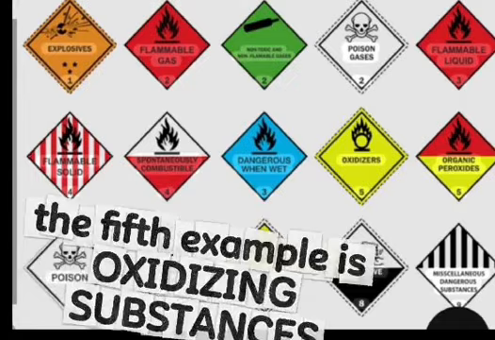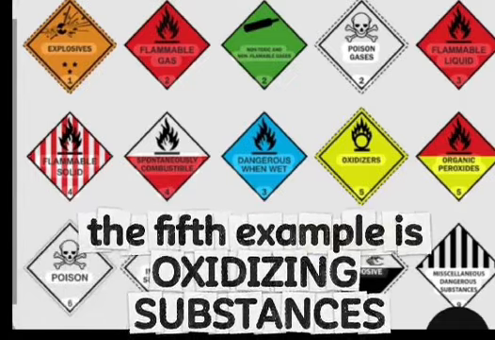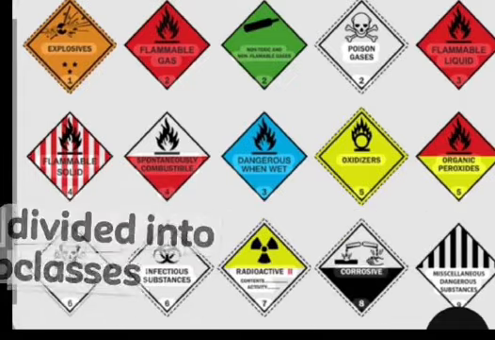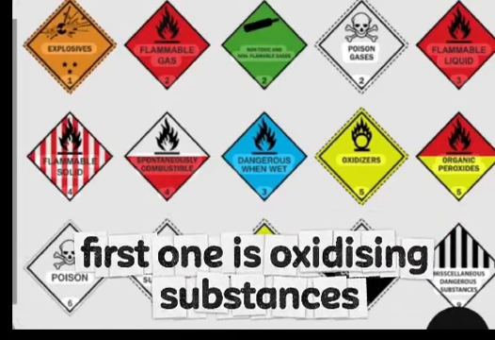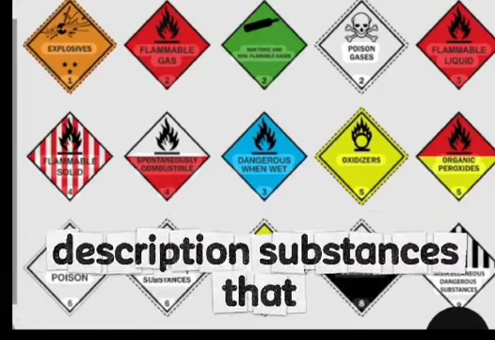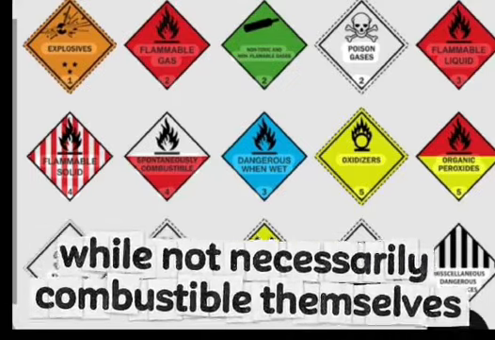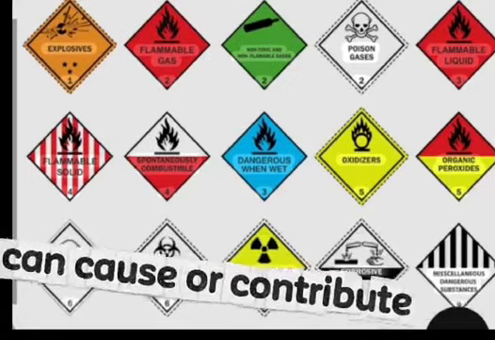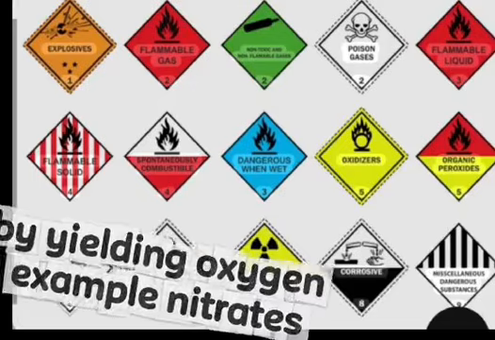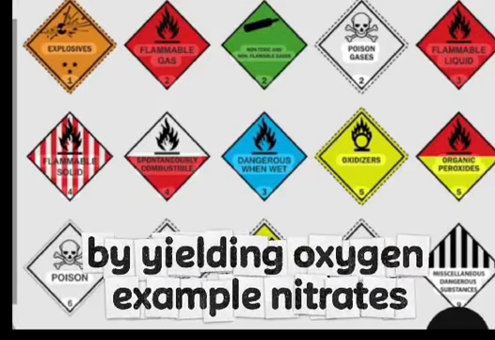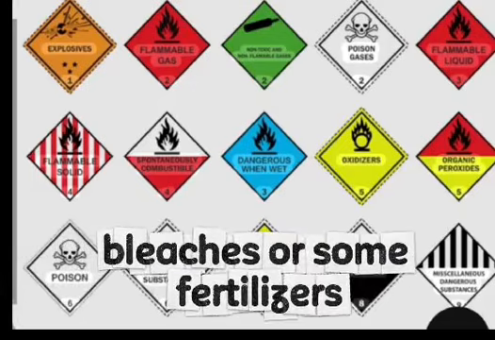The fifth example is oxidizing substances and organic peroxides. This class is divided into 2 subclasses. First one is oxidizing substances. Description: substances that, while not necessarily combustible themselves, can cause or contribute to the combustion of other materials by yielding oxygen. Example: nitrates, bleach, or some fertilizers.